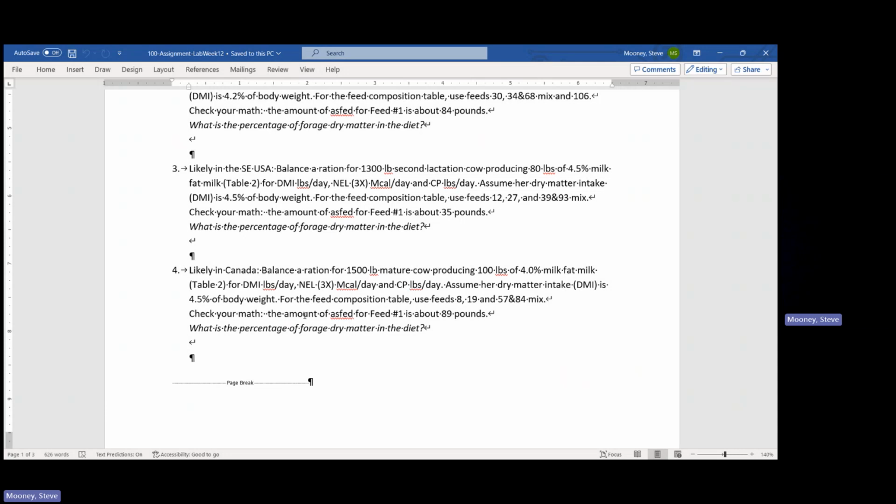Again, animal description, dry matter intake at 4.5% of body weight. We're going to use feeds 12, 7, or 27, 39, and 23. Again, our feeds are in numeric order. It's your job to assign them to the right spot in the ration. So last one, number 4, is likely Canadian. Mature cow, big cows up north, 1,500 pounds. 4.0 test, 4.5% of body weight, feeds 8, 19, and a mix of 57 and 84.